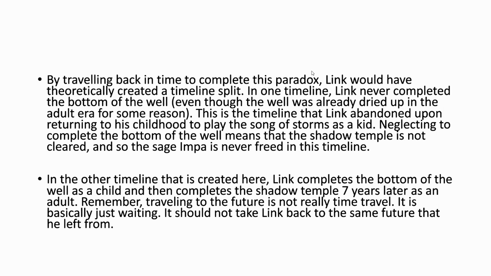And upon Link going back in time to complete the paradox, Link would have abandoned this particular timeline. We'll call the timeline in which Link actually learned the Song of Storms as an adult timeline 1. Link abandoned timeline 1 when he went back to his childhood in order to actually mess up the windmill.